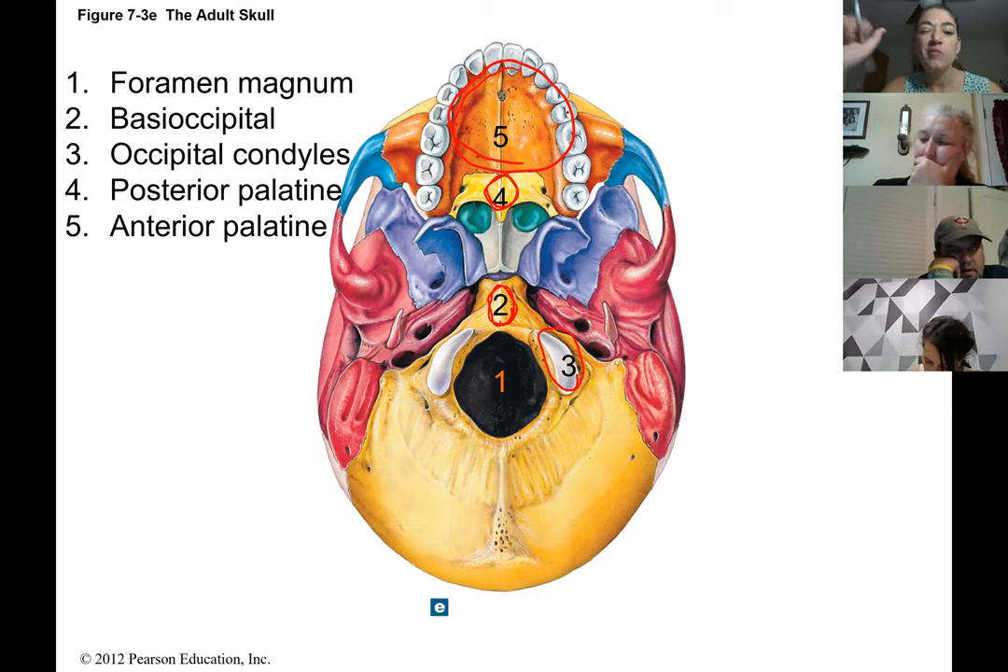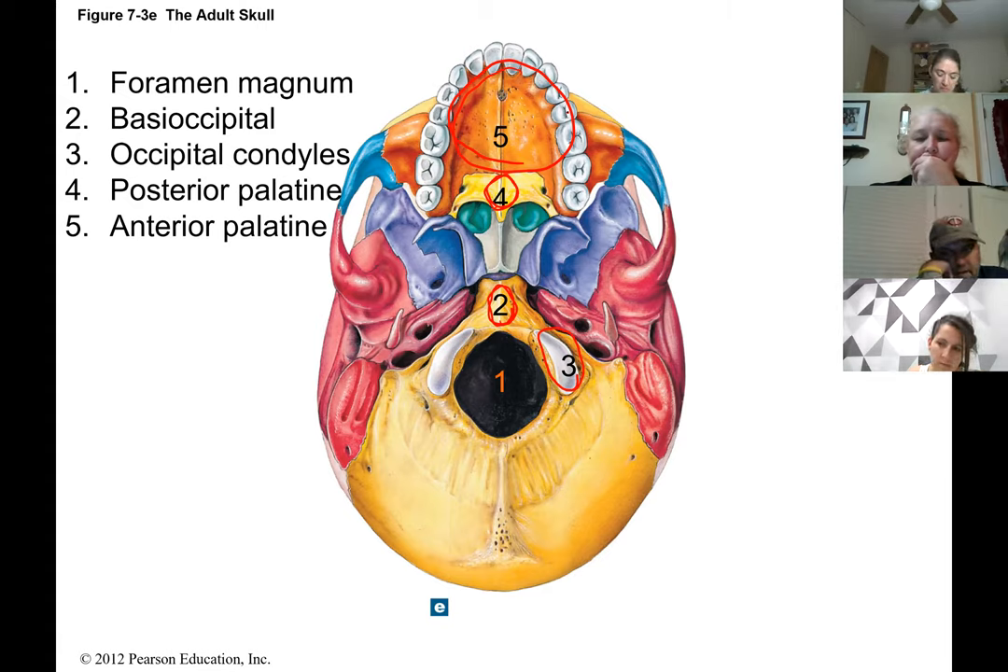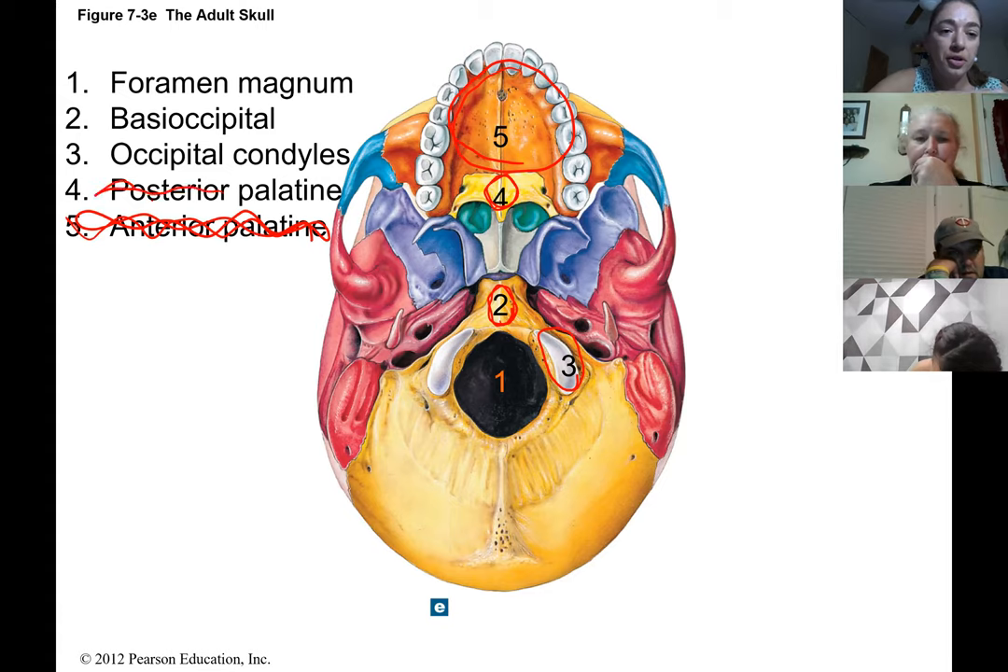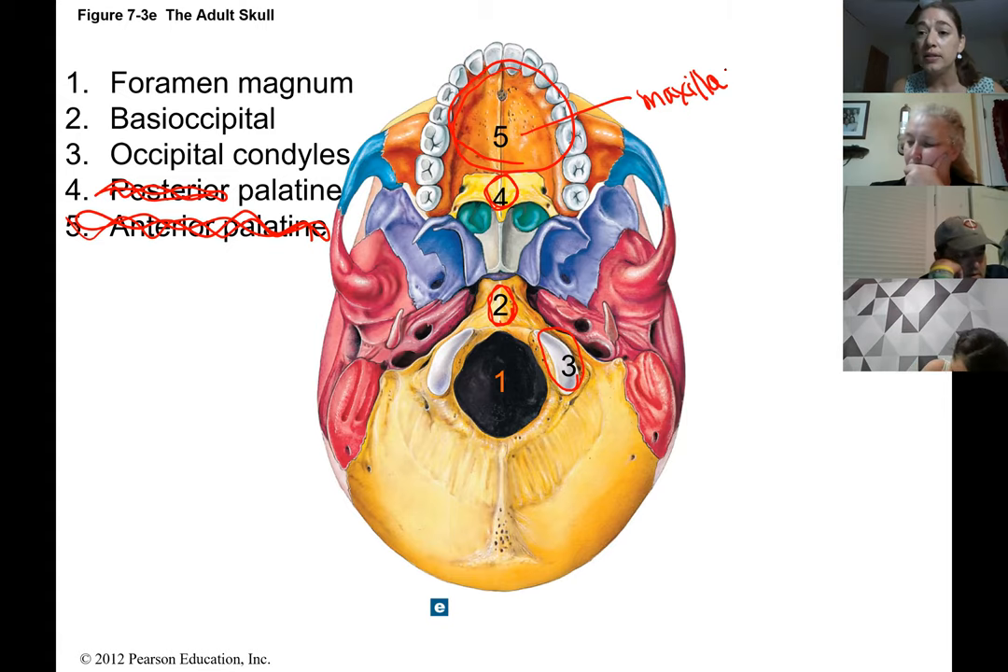All right, well, let's just stick. Let me double check here because I've never done it that way before. It's not even that way in the book. Okay, so I will not ask you anterior or posterior palatine, okay? Number four is the palatine bone. Number five is part of the maxilla. I'm sticking to it, okay? So for our class, it's the same thing in the book. That's exactly how it's labeled. That's how I will ask you to learn it.